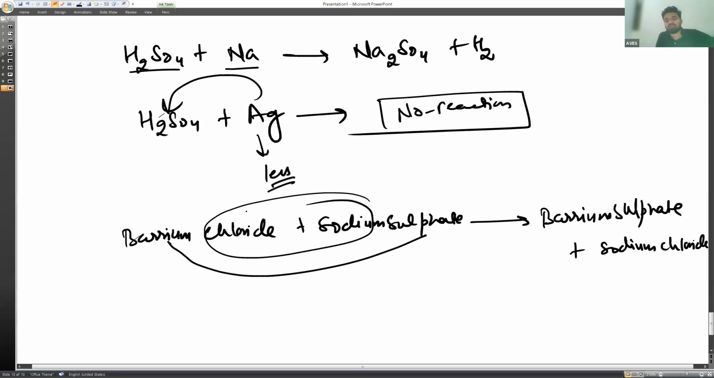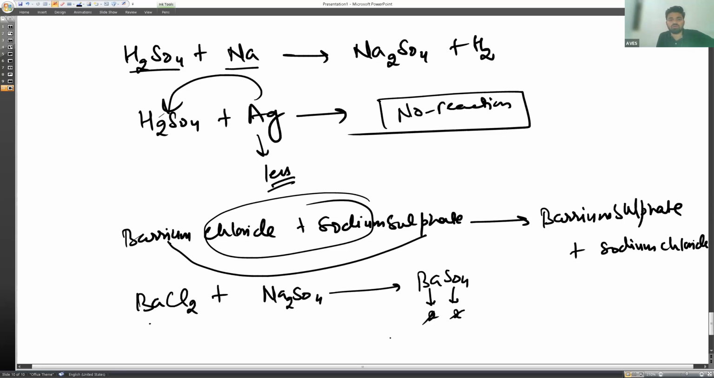Okay, so you have to write the formula accordingly. Barium chloride will be BaCl2. Barium has 2 valency, chloride has 1, so this 2 will come here. The sodium sulfate is Na2SO4. Then barium sulfate is BaSO4, not Ba2SO4, because barium has 2, sulfate also has 2, got it? So this type of valency you have to keep in mind, and sodium chloride is NaCl.